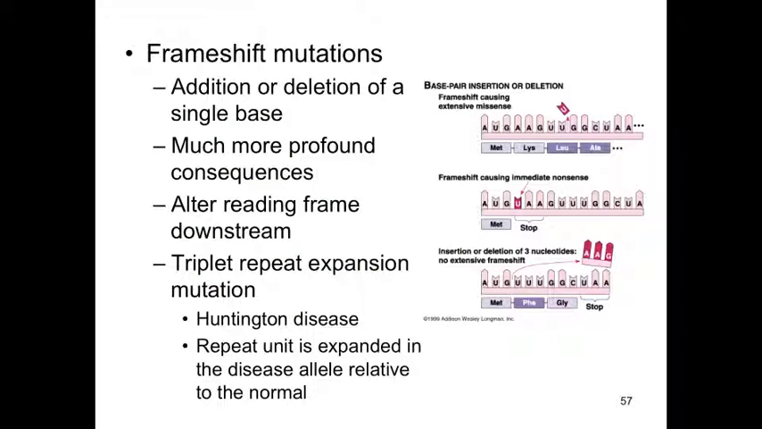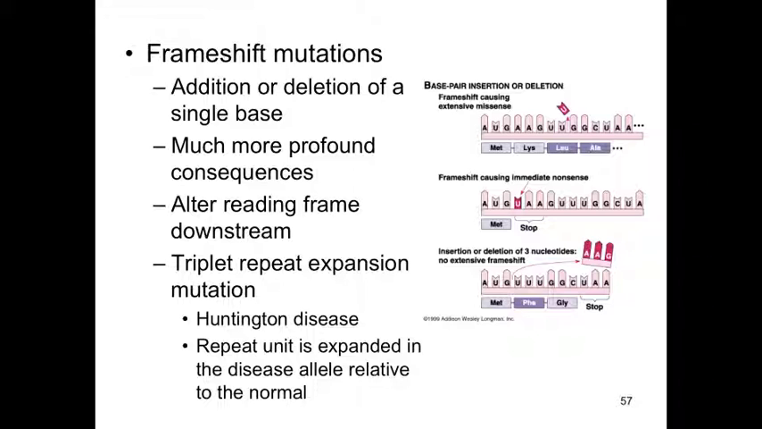Let's look at a few different mutations. A frameshift mutation results from the addition or deletion of a single base. It has much more profound consequences because it alters the reading frame. Here you can see the loss of one nucleotide. It causes all the amino acids downstream of that nucleotide to be altered, and thus certainly alters the function of the protein. Here we could have an insertion. The insertion of U at this location causes the coding of a stop codon. So this would be a frameshift that causes nonsense.